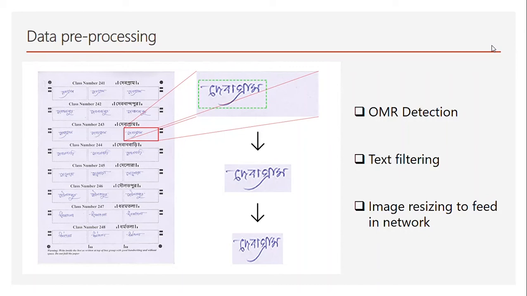First we take the region of interest. The region of interest is that area, as per our OMR sheet, that varies from starting to ending. After taking the region of interest, we search for the text. The text is found by histogram analysis, and after finding the text, we resize it to feed our model. Our model can take a 224 by 150 image size.